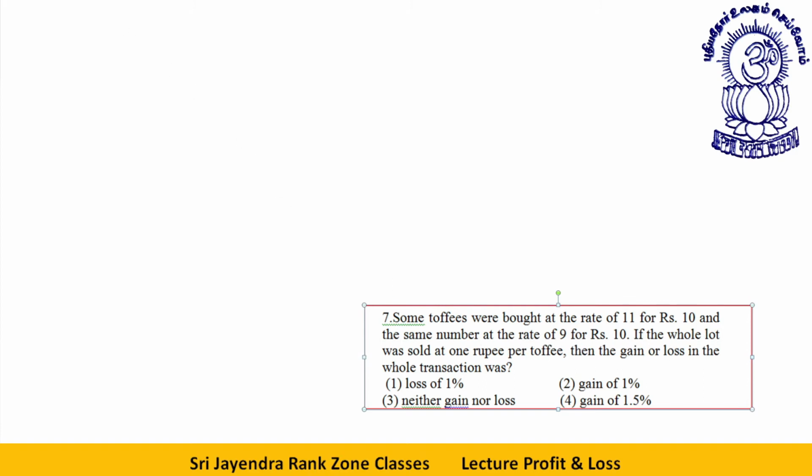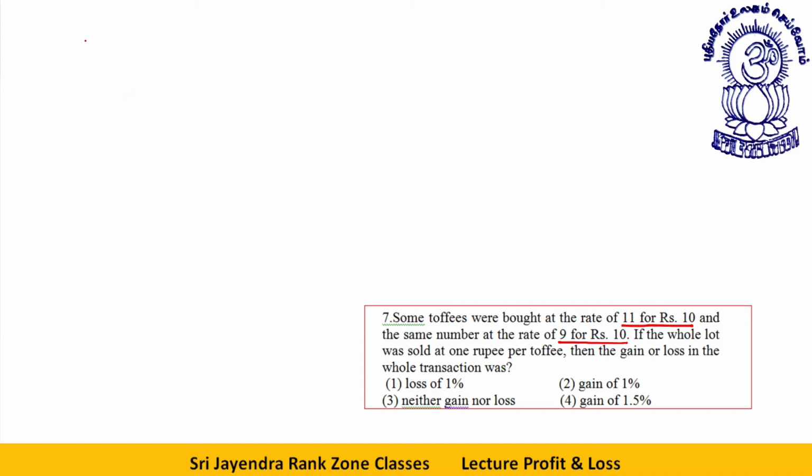These also will be done in quite similar way. Some toffees were bought at the rate of 11 for rupees 10 and the same number at the rate of 9 for rupees 10. If the whole lot was sold at 1 rupee per toffee, then the gain or loss in the whole transaction was, I repeat again, some toffees were bought at the rate of 11 for rupees 10 and the same number of toffees at the rate of 9 for rupees 10.